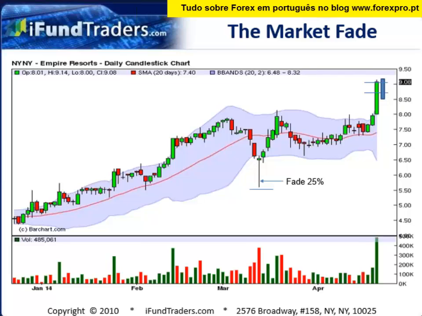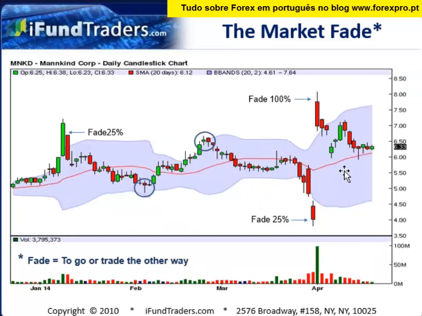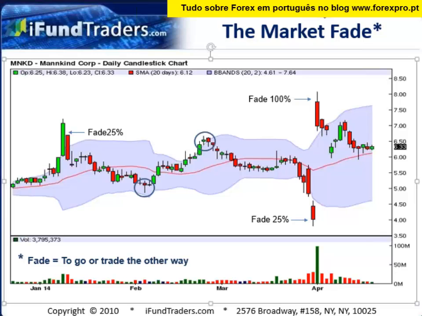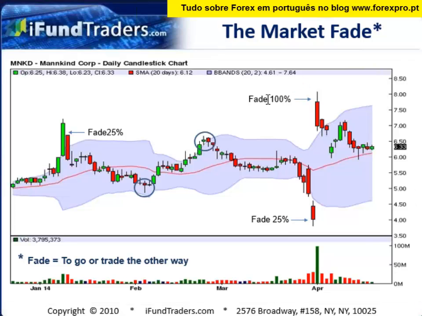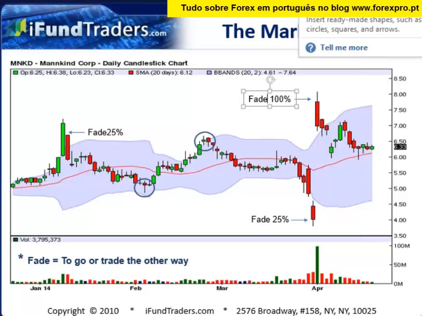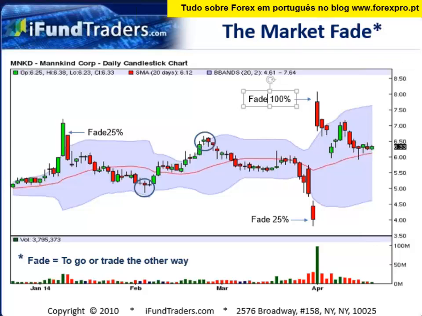Okay, let's move on here. Here we have a bar entirely outside of the Bollinger Band. But this bar is very interesting because it's a 100% fade bar. It's not the 25% fade bar. All right? Let me draw it for you. Let me demonstrate it for you if I can. All right? Here we go. Check this out.